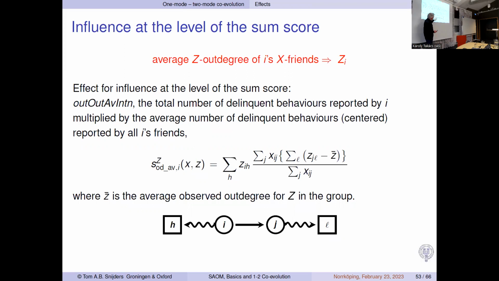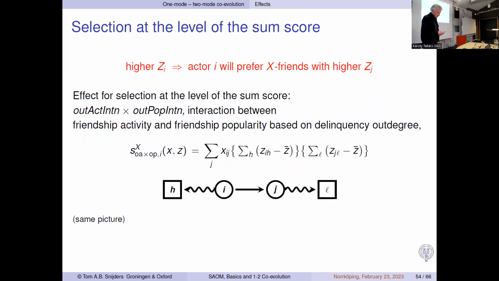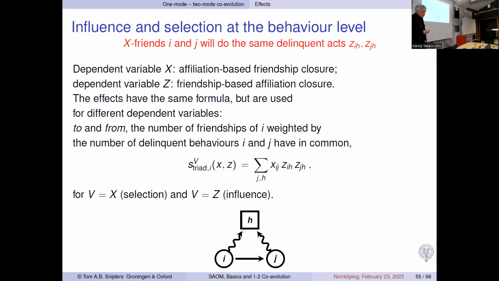So J is a friend of I, and J has a lot of ties to delinquency items. Then I will also have a lot of ties to delinquency items. For the selection, you get the same. If J and I both do a lot of delinquency, then they will become friends. For the same delinquent acts, so level influence and selection at the level of delinquent acts, you get these little triadic figures.